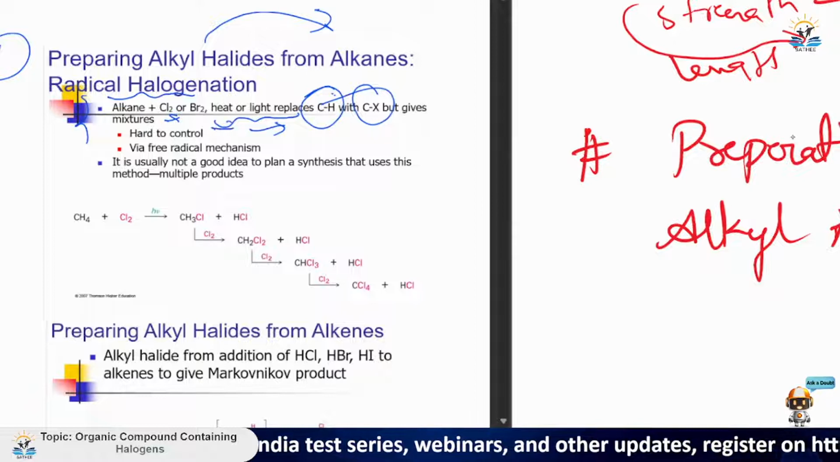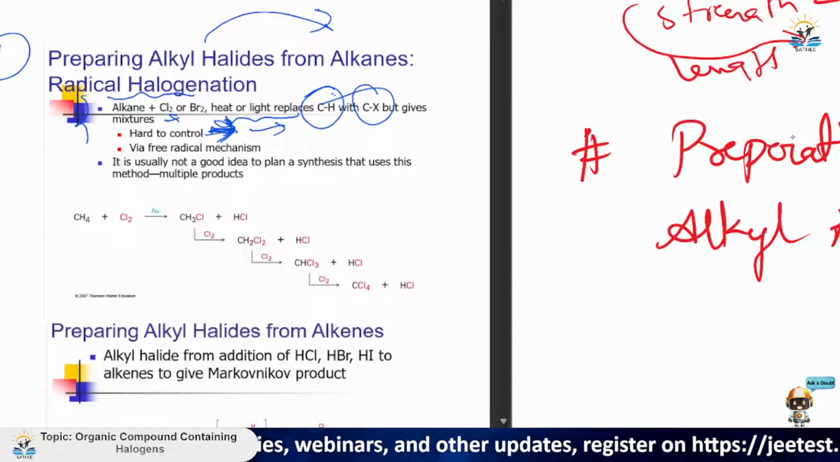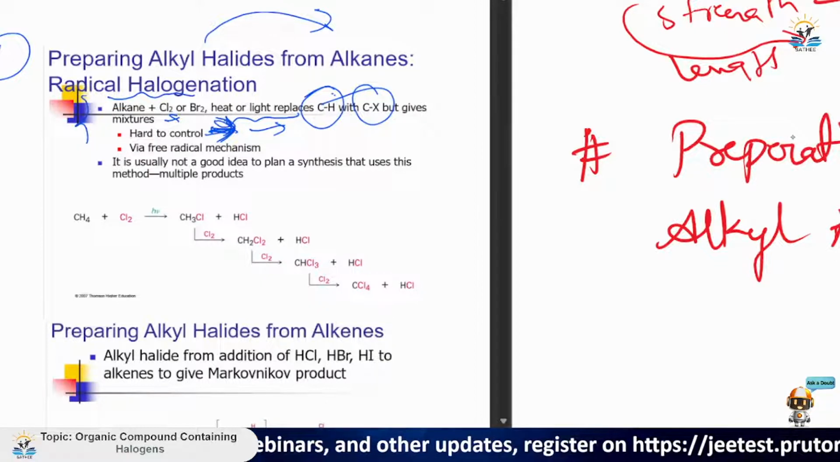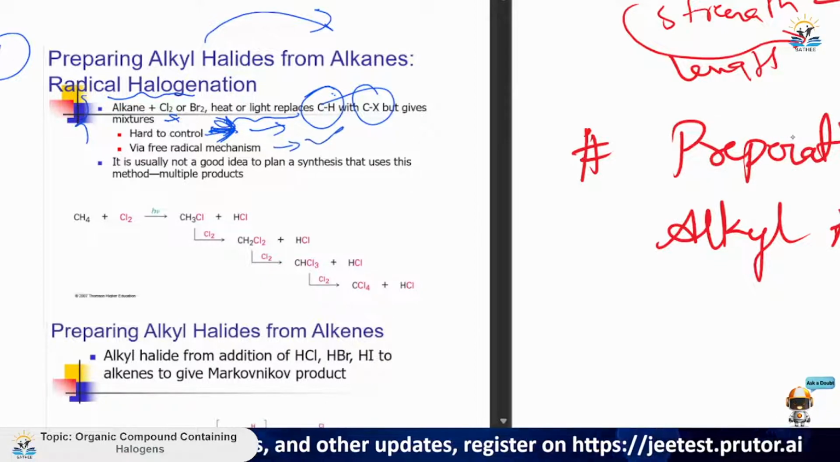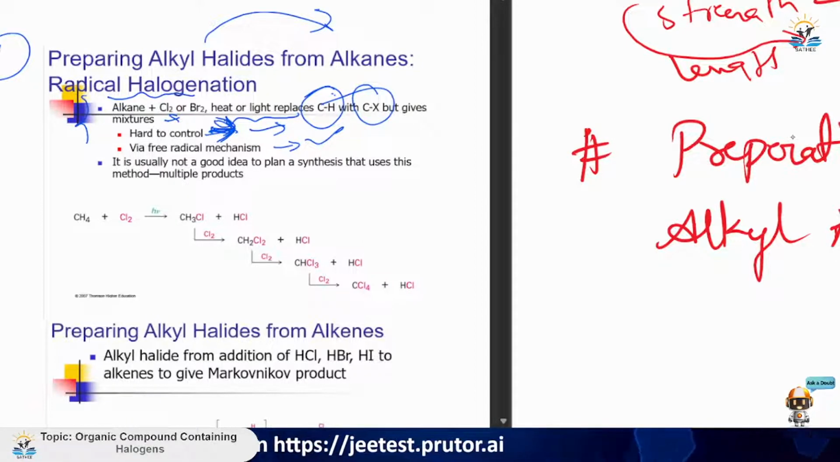It is hard to control because with excessive heat there may be radical formation, via a free radical mechanism. Because if a radical forms, it will follow a radical mechanism, that is initiation and propagation. It is usually not a good idea to plan a synthesis that uses this.